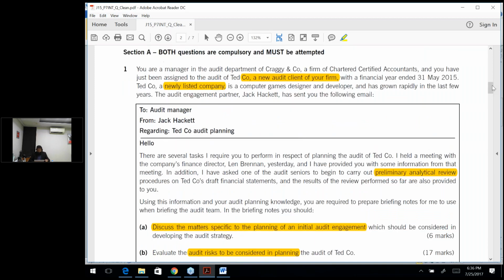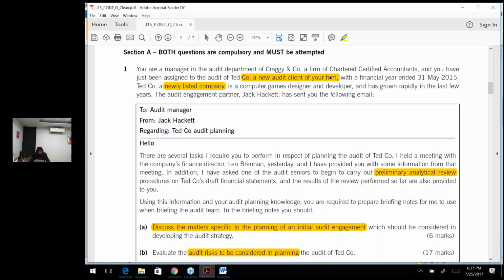Okay. Let's just start discussing this question. Our requirement is to evaluate the audit risk to be considered in planning the audit of TED company. It says you are a manager in the audit department of Craigie and Co., a firm of chartered certified accountants, and you have just been assigned to the audit of TED company, a new audit client.